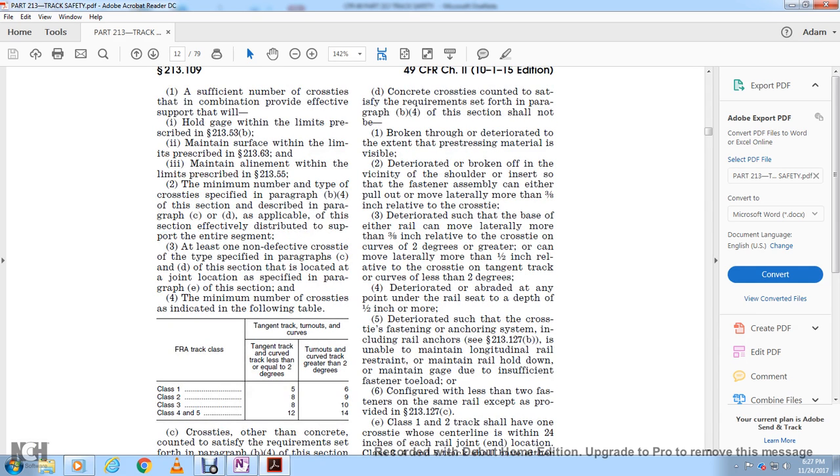Class 1 to 5, tangent and curved track: for tangent track, turnouts, and curves, tangent and curved track less than or equal to 2 degrees, and greater than 2 degrees, in the second notation. Class 1: 5 and 6. Class 2: 8 and 9. Class 3: 8 and 10. Class 4: 12 and 14.